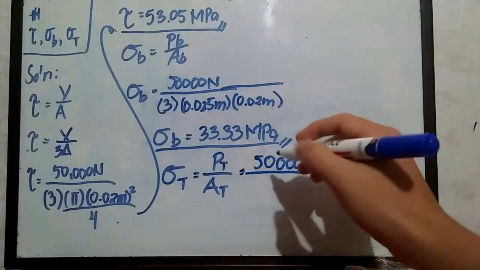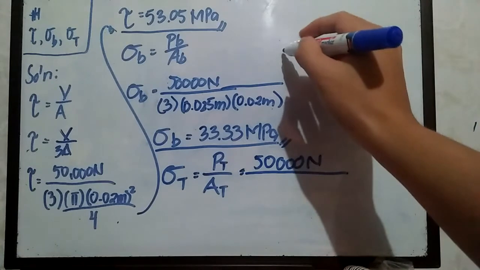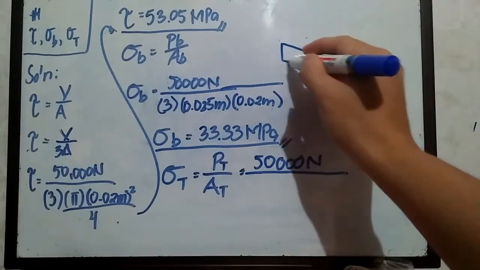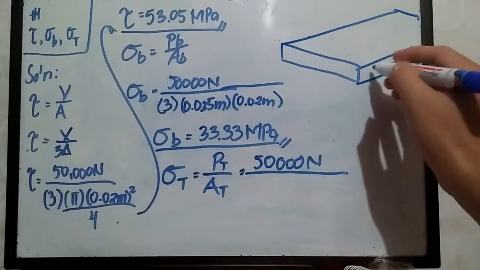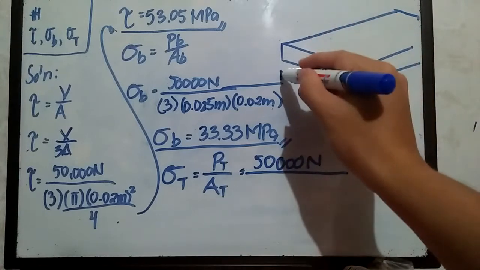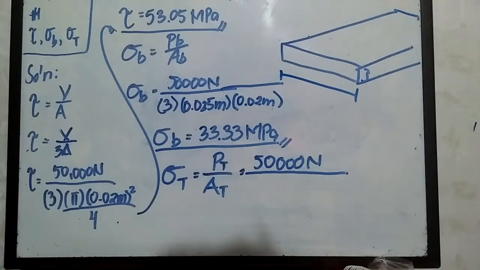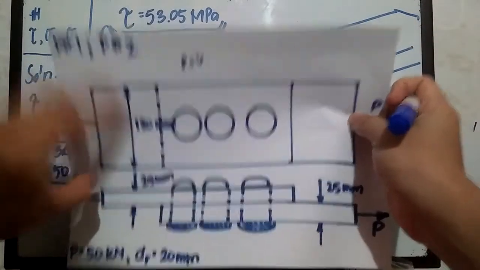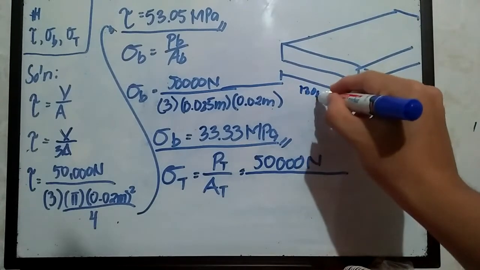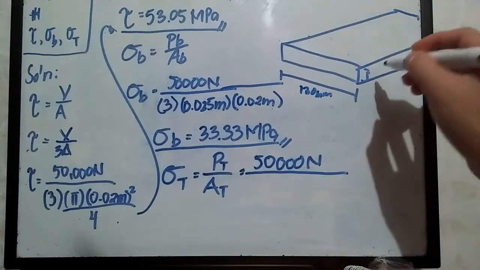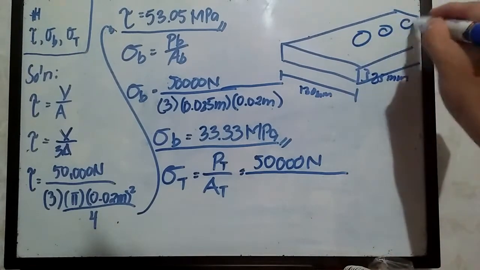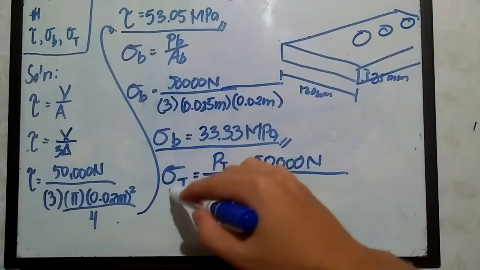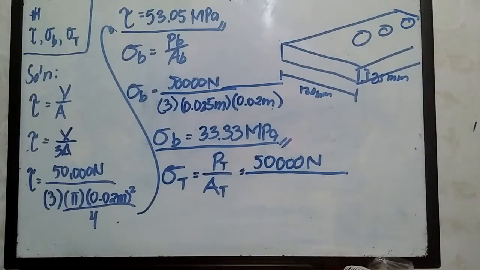Let's try to draw it in an isometric view. This is the metal plate. We have here the thickness, and we have the length given in the problem. The length of the plate was 130 millimeters, and the thickness is equivalent to 25 millimeters. We have here the rivets 1, 2, and 3. The problem was also to solve for sigma sub t, or the average tensile stress.